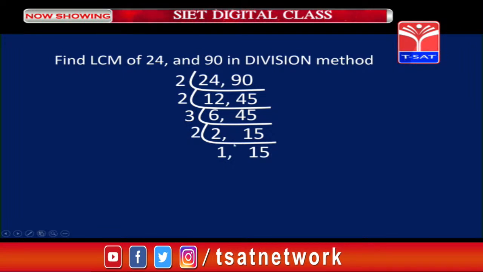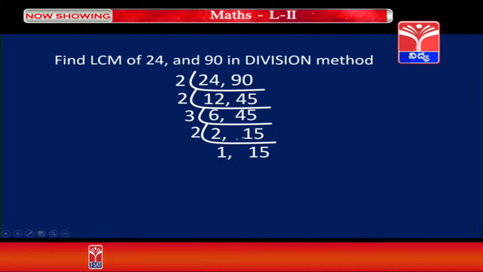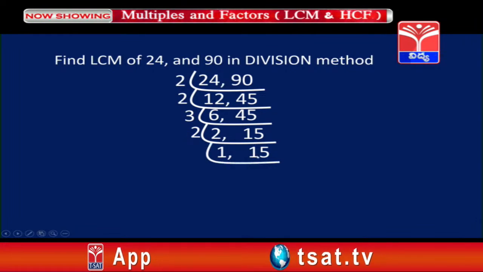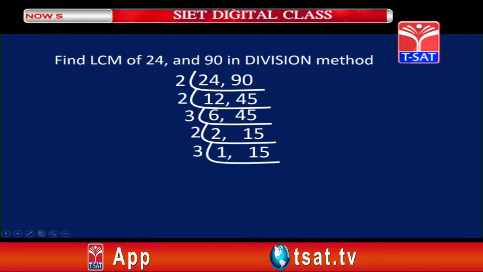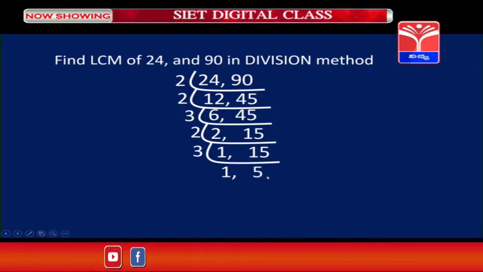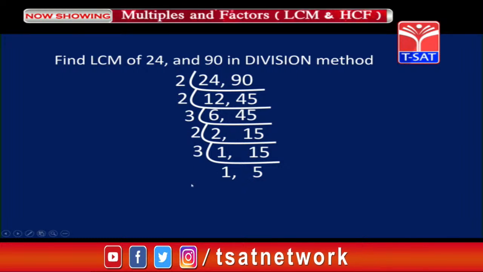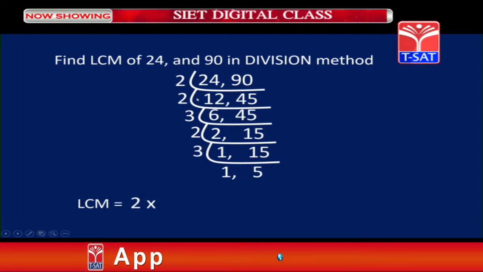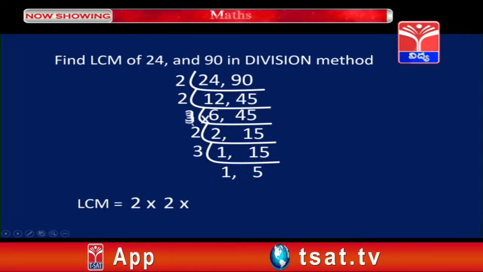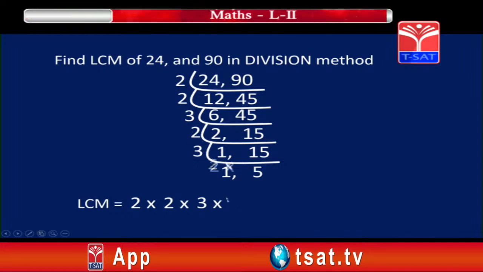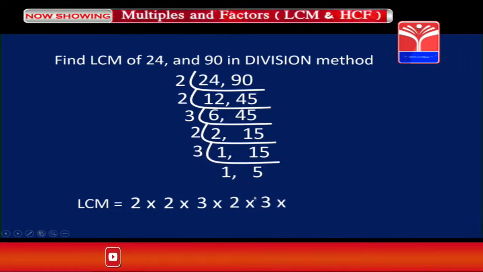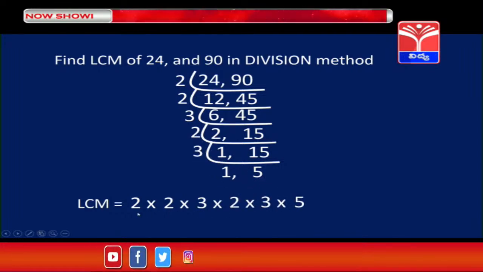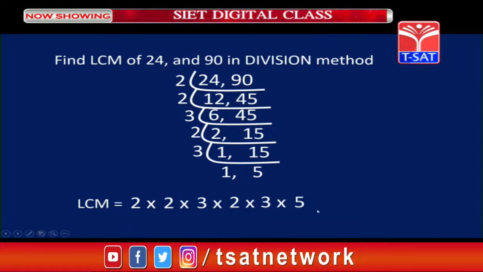2 divides 2, but 15 is not divisible by 2, hence we should copy 15 as it is. Now 15 should be divided by 3, so 3 into 5 is 15. Now write all these prime numbers to get the LCM directly. First prime number is 2, second is 2, third is 3, next is 2, next is 3, and next is 5. Hence we get the answer, 360.